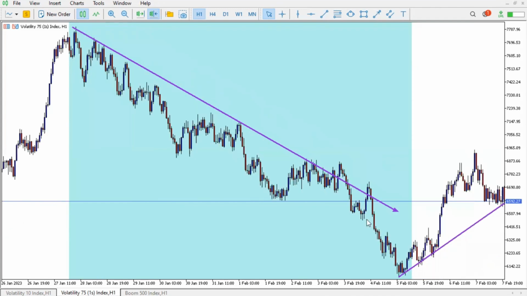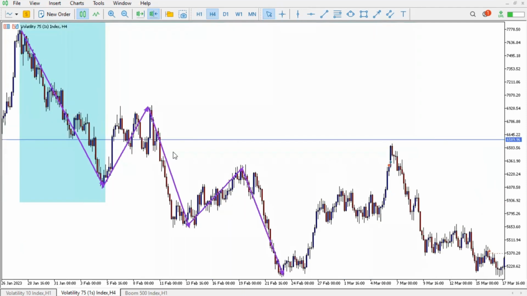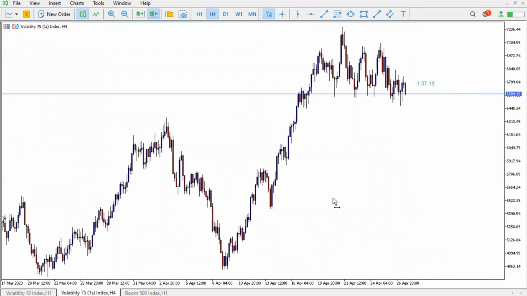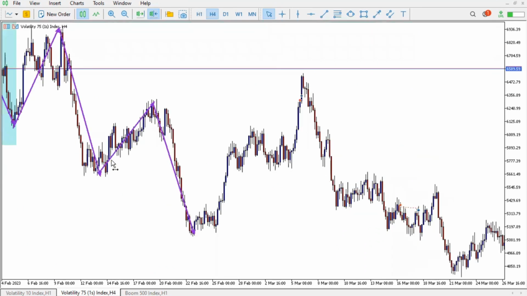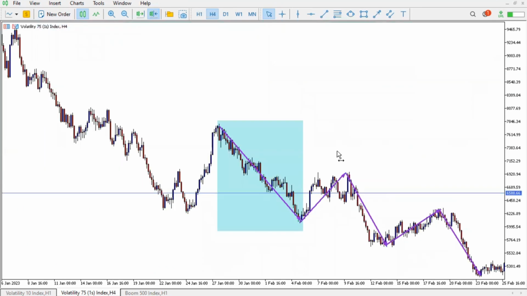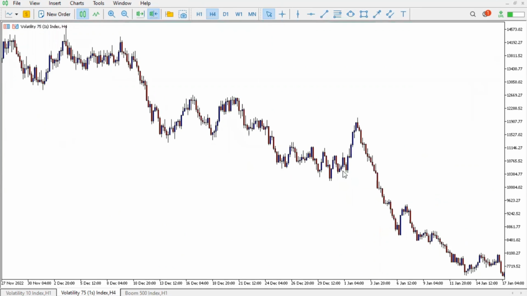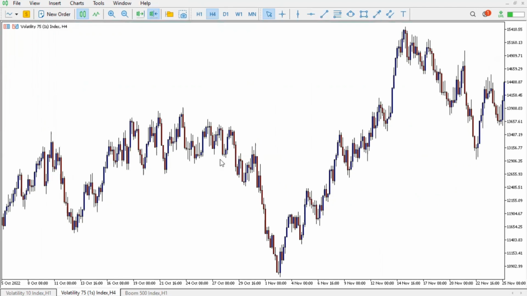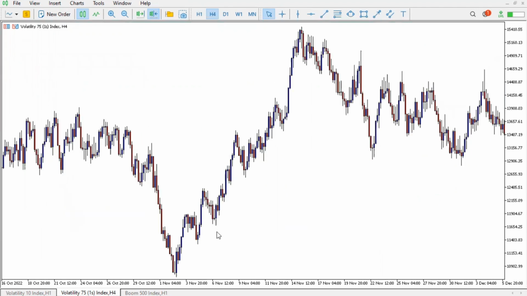Now for an uptrend, let me switch back to the 4-hour time frame. An uptrend would be the reverse of what we just saw for the downtrend. So let me look for a clear uptrend. This market seems to have been going, sorry, down for a very long time. Okay, so this is an obvious uptrend. Let me draw this for you to see.